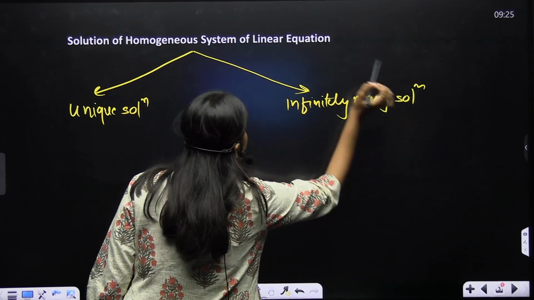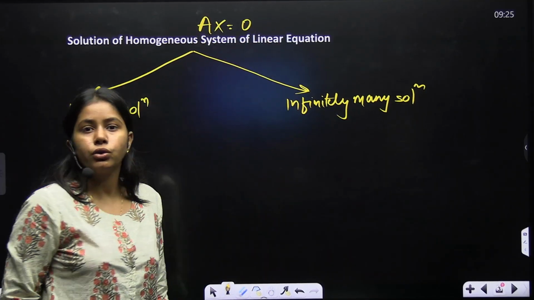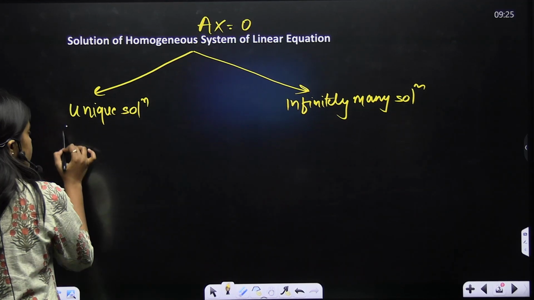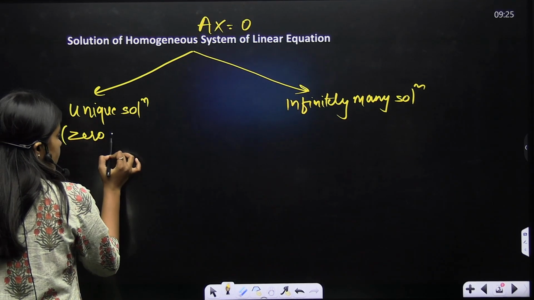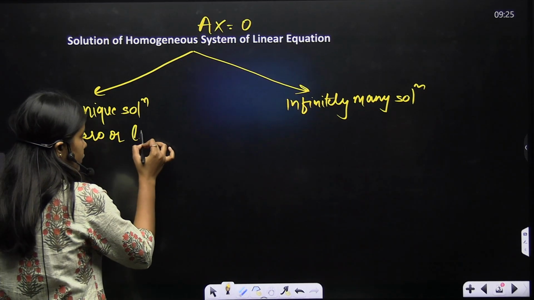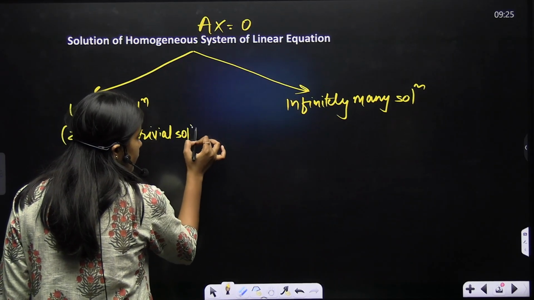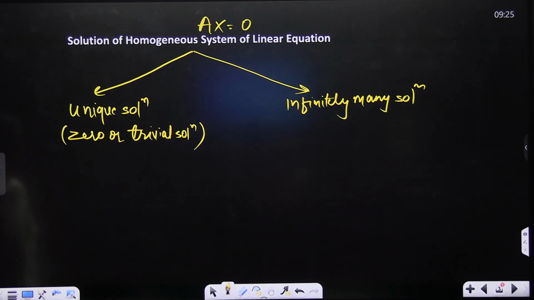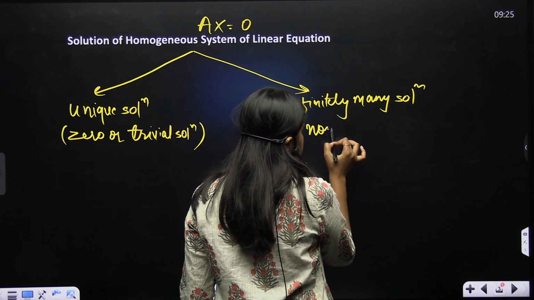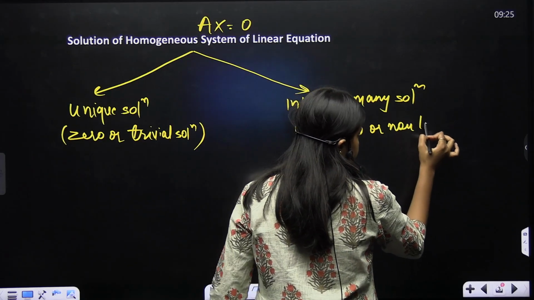Because we have taken the system Ax equals 0 and we have said that the 0 solution would always be a solution, if I'm talking about a unique solution, that means the unique solution would be the 0 solution. Either we say this is the 0 solution or we say that it is the trivial solution. And for infinitely many solution we say non-zero or non-trivial solution.